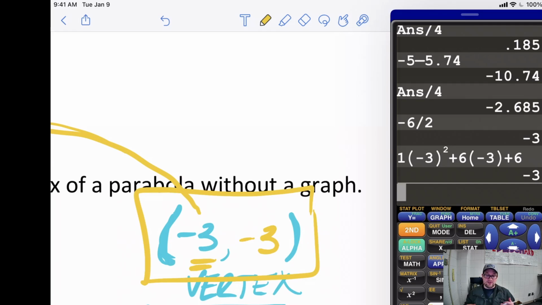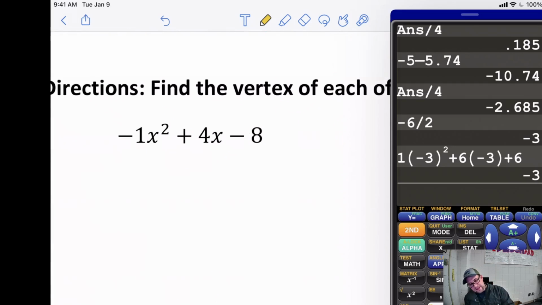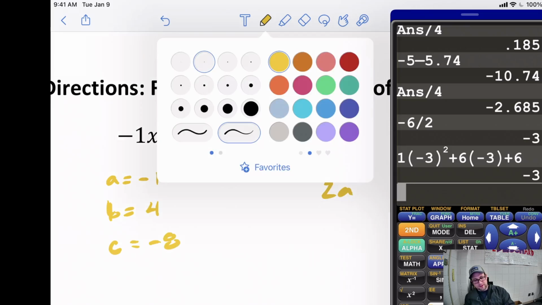Let's do another one of these. We have to build some skills and practice this. So our formula is negative b over 2a. So first let's list out a, b, and c. So a is negative 1, b is, you bet, 4, and c is negative 8. So we're going to use that formula to start.